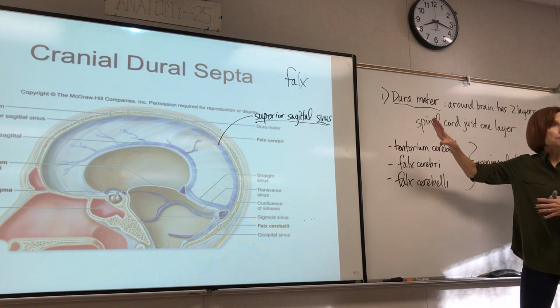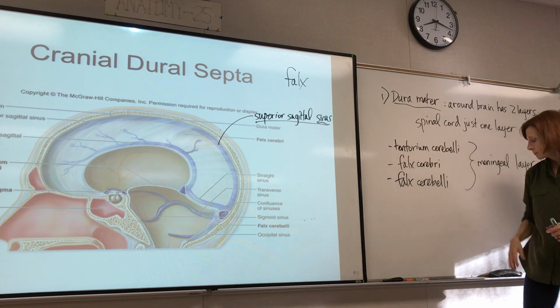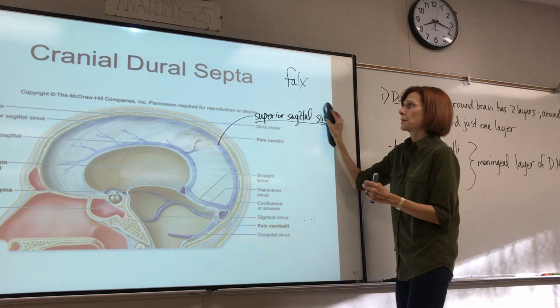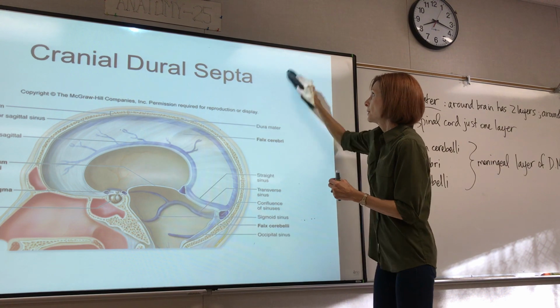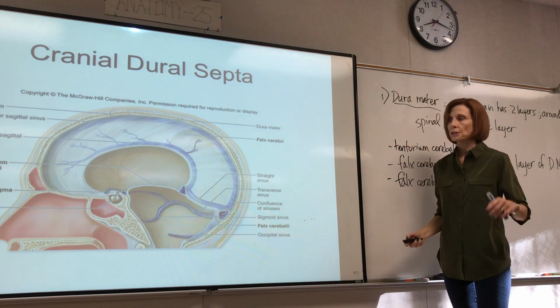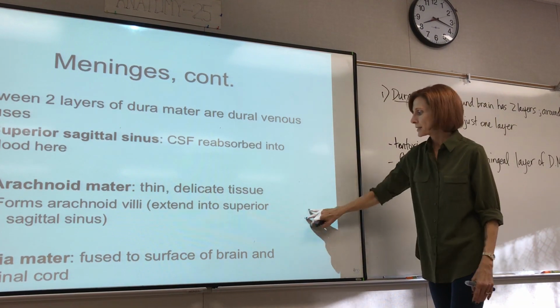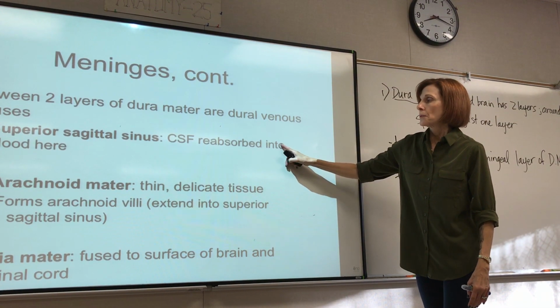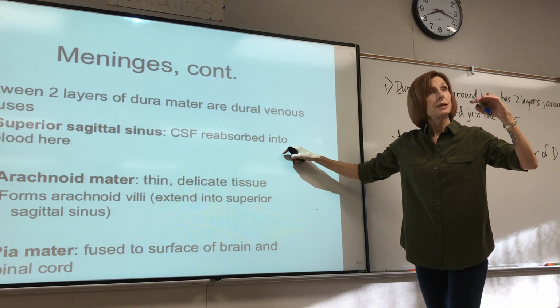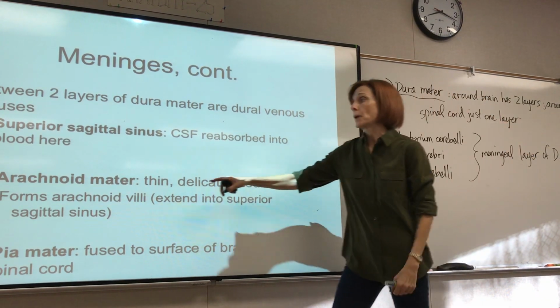Are you guys okay with the dura mater? We're just focusing on these layers around the brain for now. Around the spinal cord, they're actually easier, so I don't think you'll have any trouble with them. Okay, so this is what we just talked about. Okay, now the next layer of the meninges, going a little deeper, is called the arachnoid.